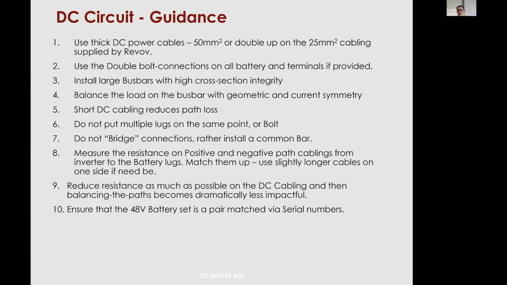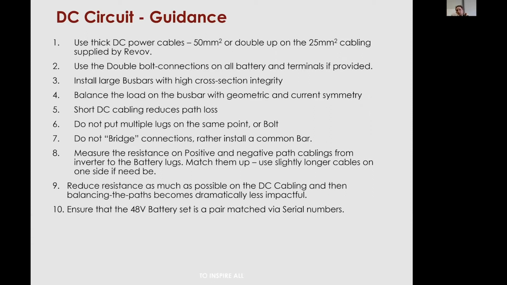So when you've reduced the resistance and improved the balancing of the two resistance cables, your impact on the BMS's ability to balance is much further reduced, and the batteries can operate as a 48 volt pair and be balanced and unimpacted in the balance scenario.